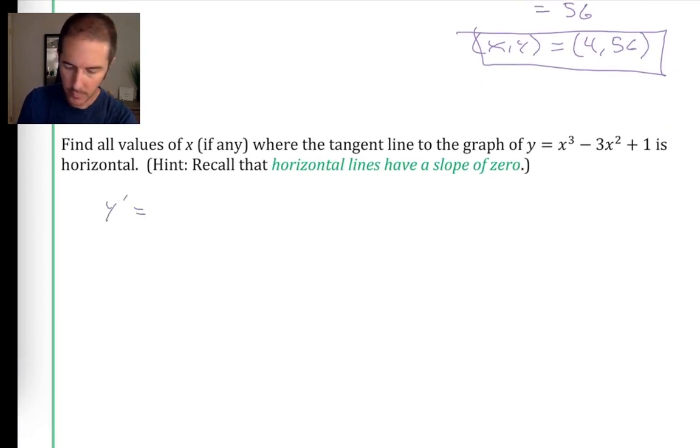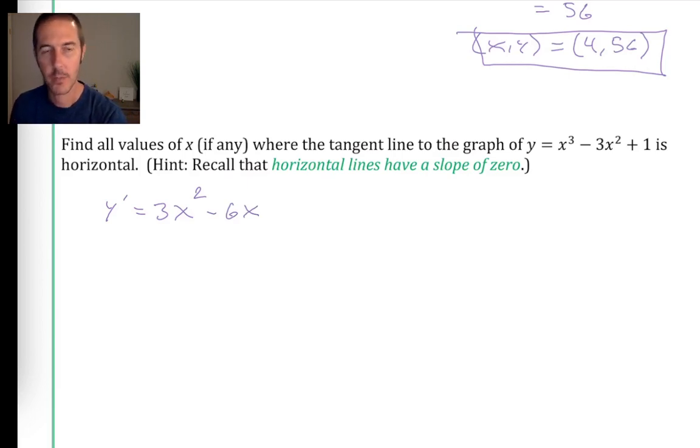Y prime equals exponent of 3 multiplied out front is a 3. Keep the variable. Decrease the exponent by 1. Next term, take the exponent, multiply it by the coefficient. That's 2 times negative 3 makes negative 6. Keep the variable, decrease the exponent by 1. Take the derivative of the third term. The third term's a constant. Derivative of a constant is? Correct, 0. Nice. So I said find the first derivative. That was step 1.